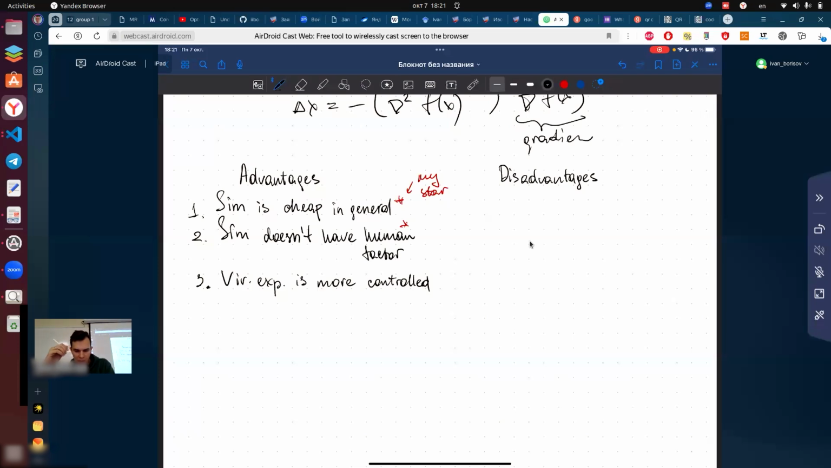I will just repeat, guys, for Zoom. I will start from the beginning. So the virtual experiment is more controlled. In virtual reality, you will see how everything is interconnected, and how different subsystems influence another subsystem. Okay, let us move on. You can easily modify parameters.